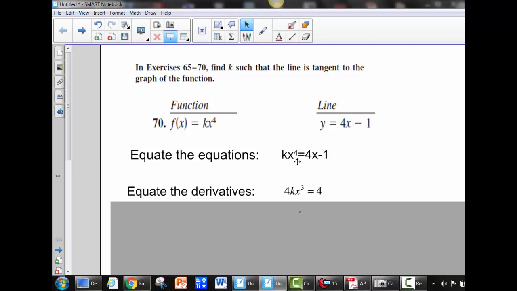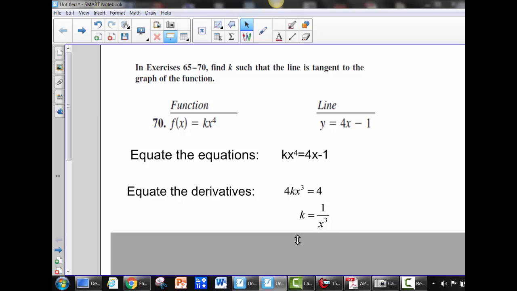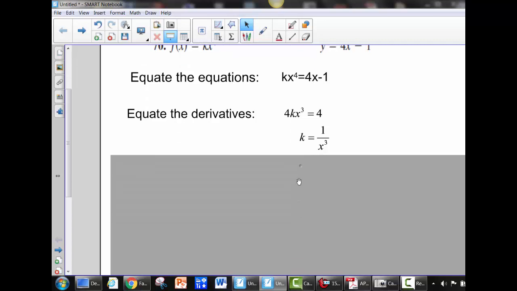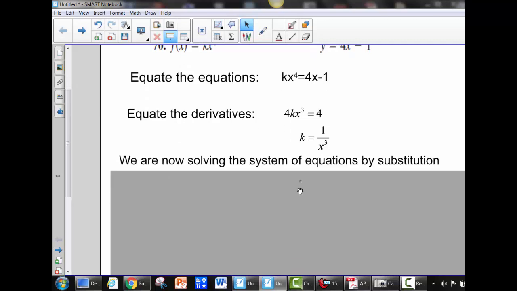So the derivative of kx to the fourth is 4kx cubed. Keep in mind k is a constant. The derivative of 4x minus 1 is 4. What we have here is a system of equations, and we're going to solve that system by substitution. So I'm going to isolate k in the second equation and get k equals 1 over x cubed.